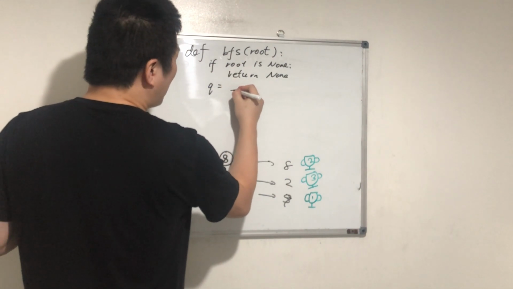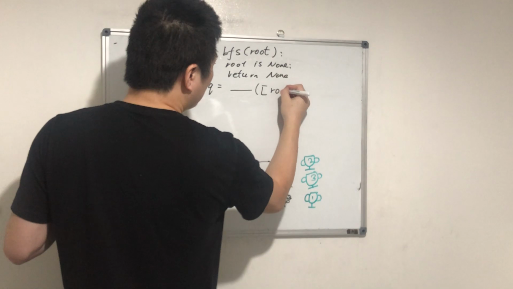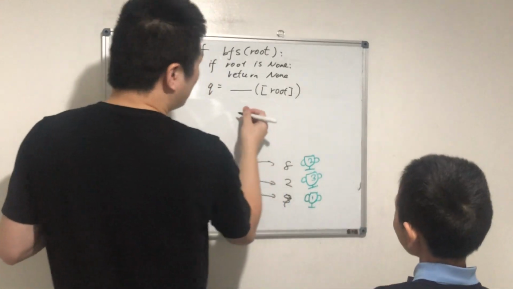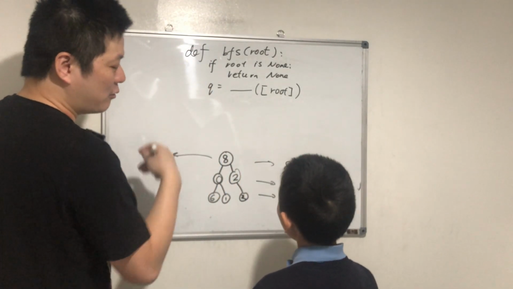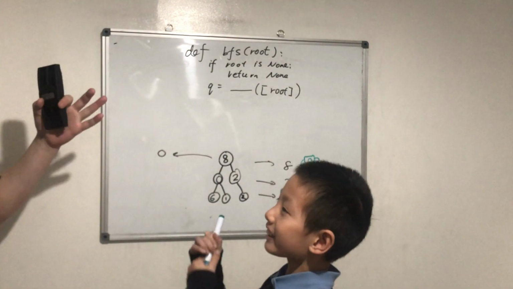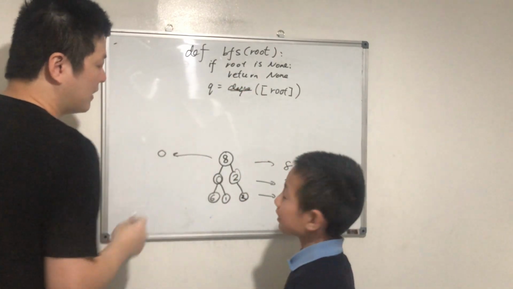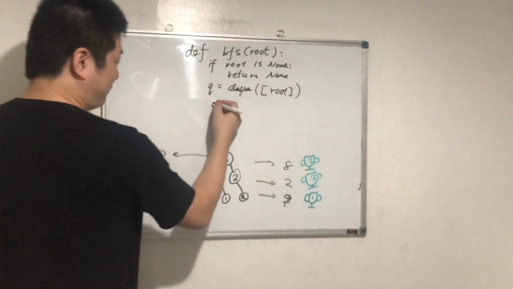Q equals, what kind of data structure are we using in Python? For the breadth search, we initialize with the root. What should we put here? What kind of data structure are we using as the queue? Deque. Deque, yes, well done. So what does deque mean? Double-ended queue. Okay, well done.